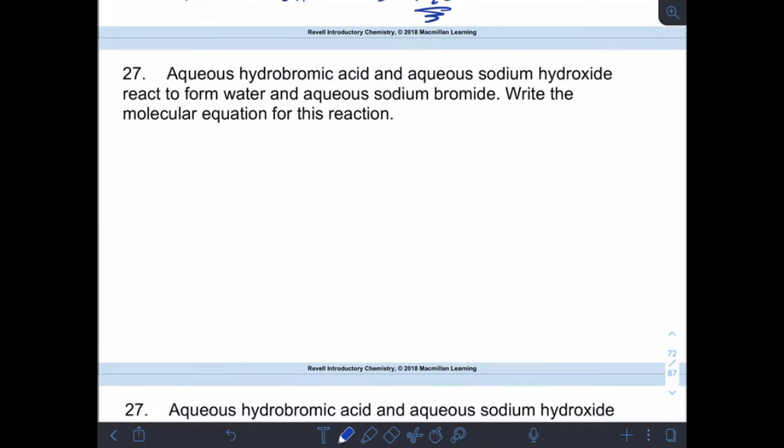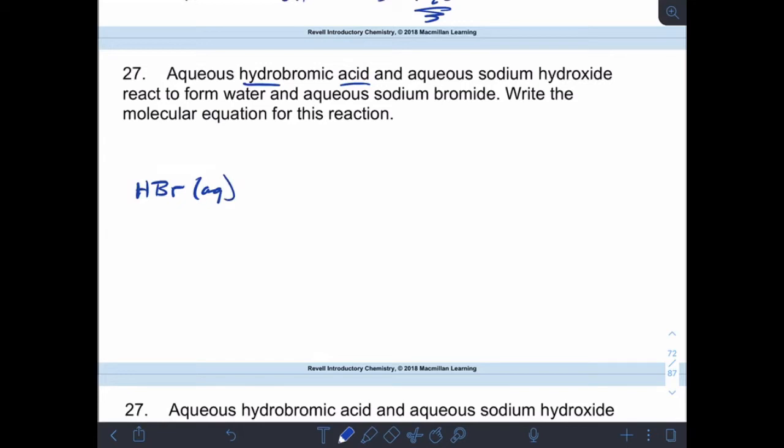Okay, so a little bit of a challenge here. We're going to stretch your nomenclature brain a little bit. So aqueous hydrobromic acid and aqueous sodium hydroxide react to form water and aqueous sodium bromide. Let's write the molecular equation for this reaction. Aqueous hydrobromic acid. Anything that starts with hydro and is an acid is binary. Remember that rule? So a binary hydrobromic acid will just be HBr, and it says aqueous HBr in the problem.